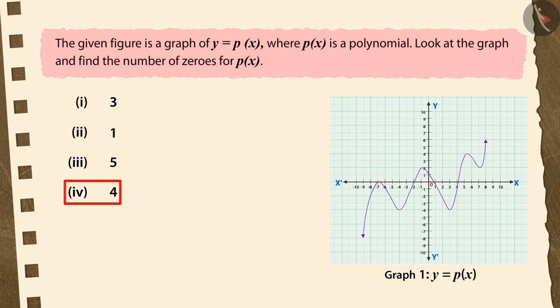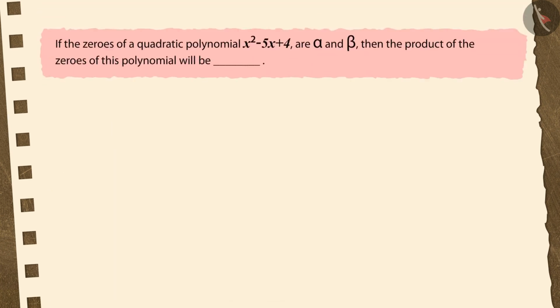If you have chosen the fourth option, it is the correct answer. Well done! This graph intersects the x-axis at a total of 4 points. So here, the number of zeros of the polynomial p(x) will be 4. Let us now see one more question. If the zeros of a quadratic polynomial x² - 5x + 4 are alpha and beta, then what is the product of the zeros of this polynomial?